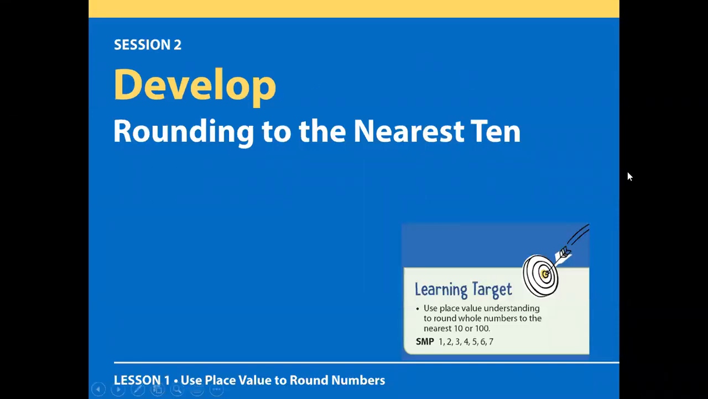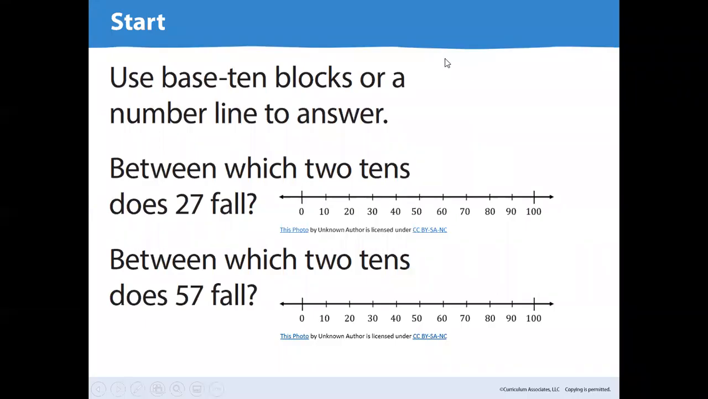First, let us review. Use base 10 blocks or a number line to come up with this answer. Between which two tens does 27 fall? When we have an answer like this, we need to find 27 on the number line. 27 is right here on the number line. When we look at the numbers, the two tens that surround 27, we have 20 and 30. So the two tens that 27 falls between are 20 and 30.